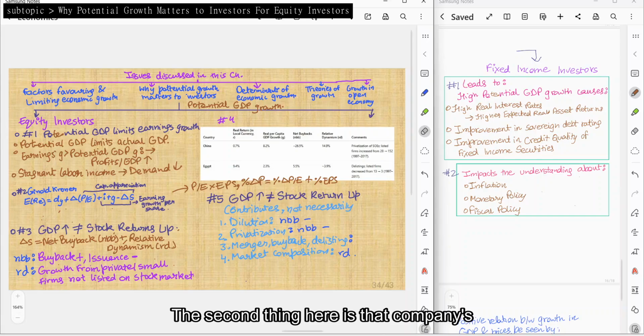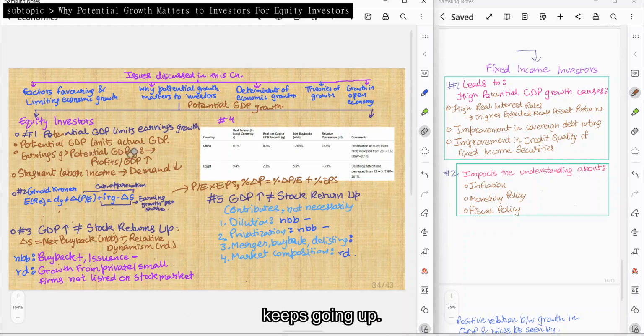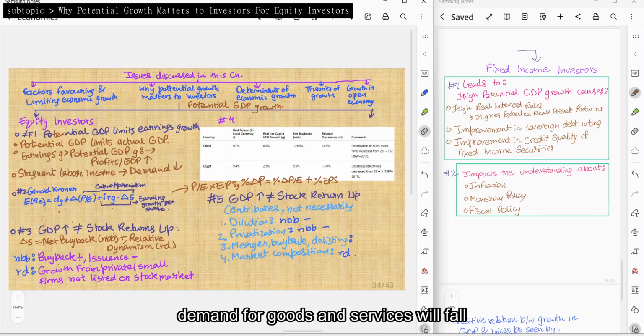The second thing here is that companies' earnings growth can be greater than the growth rate in potential GDP if the profits to GDP ratio keeps going up. However, it cannot keep going up, because stagnant labor income would mean that demand for goods and services will fall in the economy, and as a result, sales of companies will fall. So the profits to GDP ratio cannot keep going up.